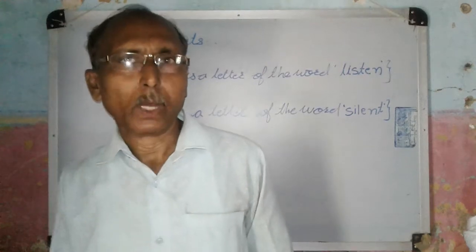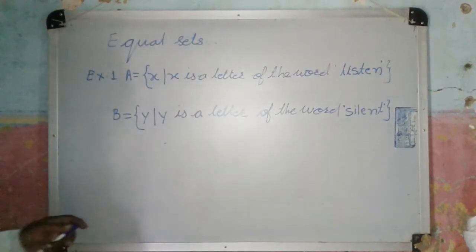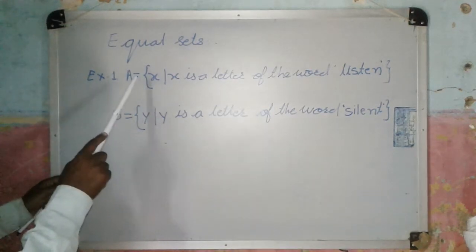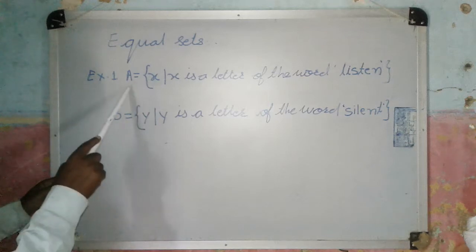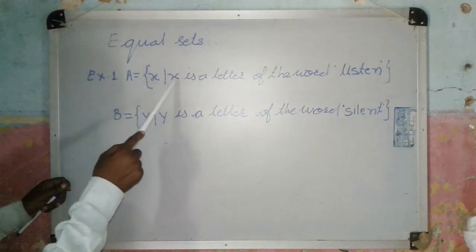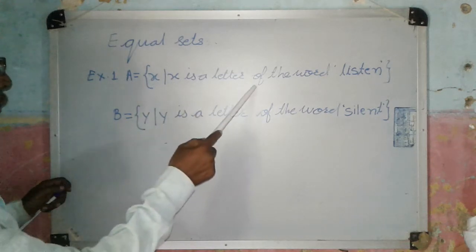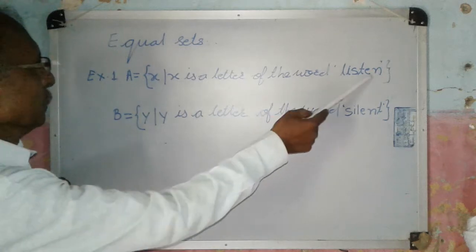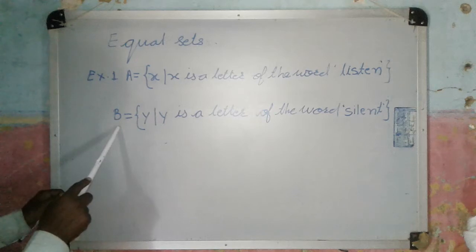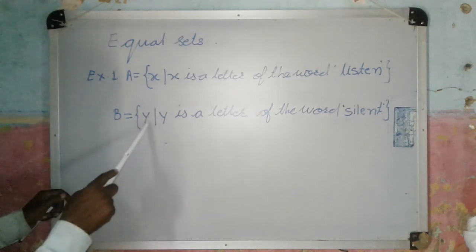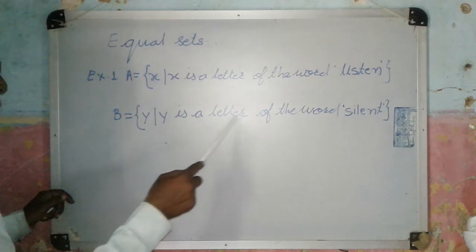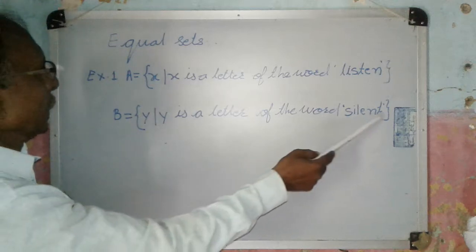Now we will study equal sets. For that, we have taken one example here. Here are two sets. The first set is A. A is the set of all x such that x is a letter of the word listen. And another set is B. B is the set of all y such that y is a letter of the word silent.